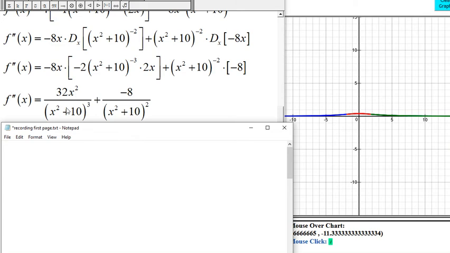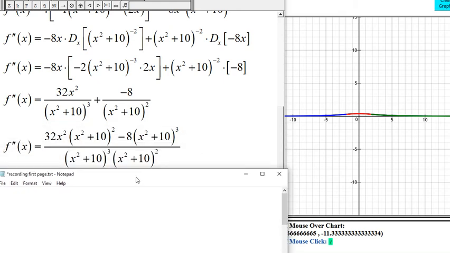And since we have this quotient plus this quotient, we can do cross multiplication. So it would be 32x squared times x squared plus 10 to the second, and then negative 8 times x squared plus 10 to the third, and then dividing by the product of the two denominators. So cross multiply and then divide by the product of these two.